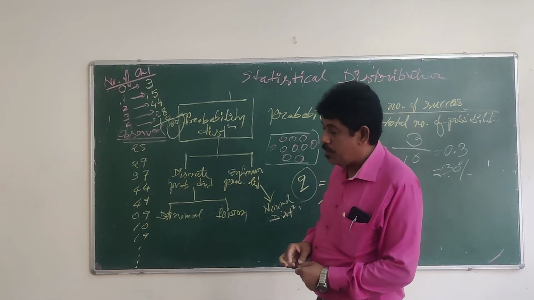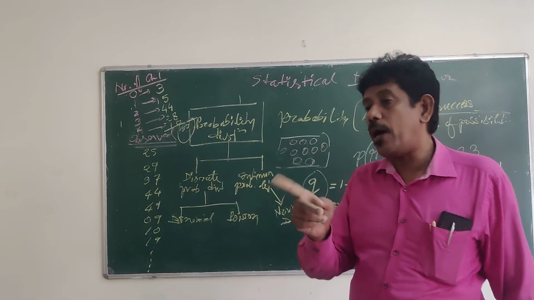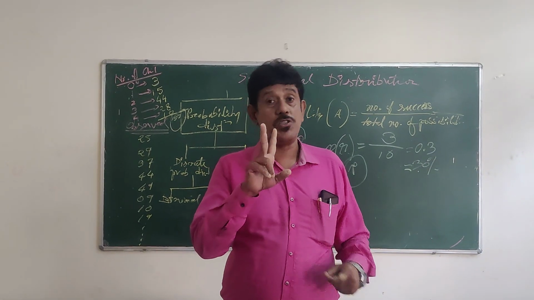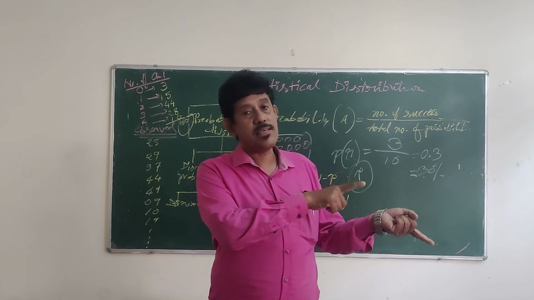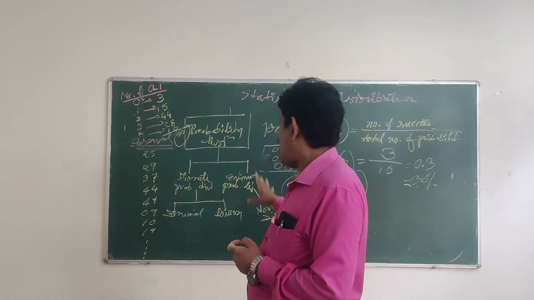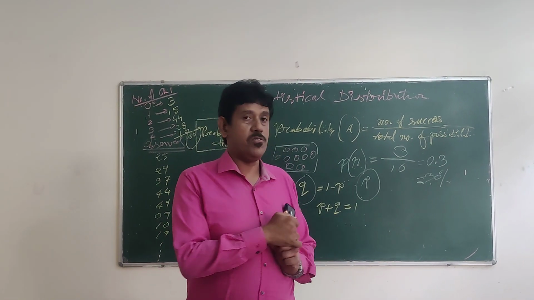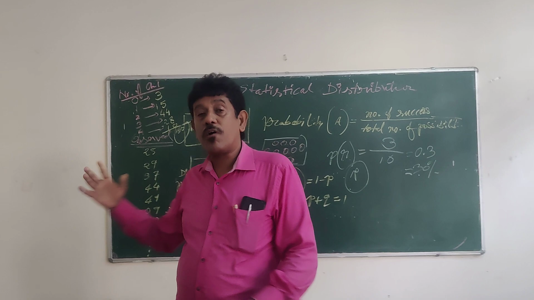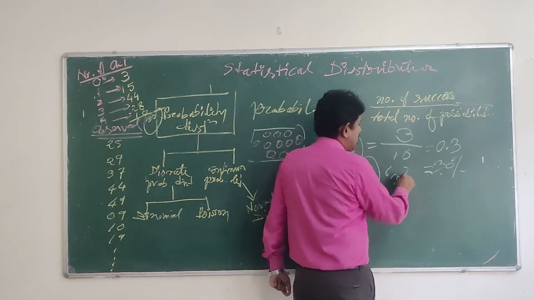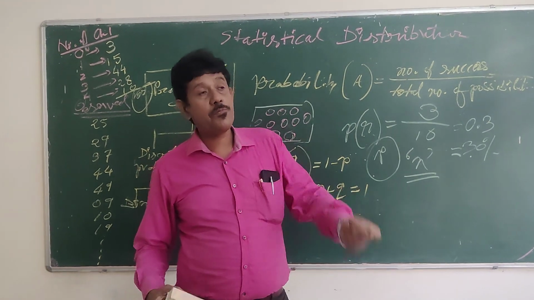So you see, binomial means there are two possibilities. One will be success, the other will be failure. There can be only two possibilities of a particular experiment: success and failure. That is why the name is binomial. On the other hand, Poisson distribution is actually a limiting case of binomial distribution. When the number of occurrences n is very high, then it is a case of Poisson distribution.